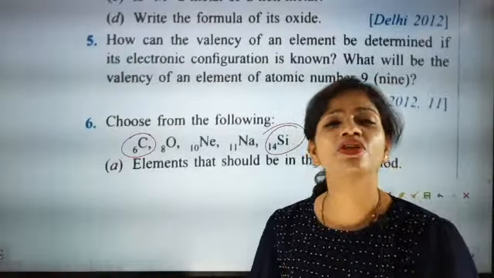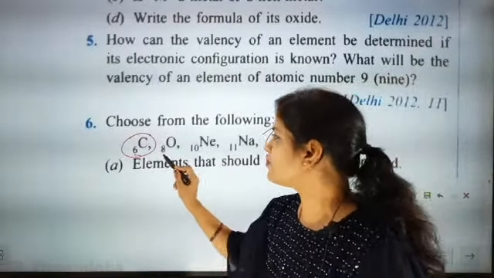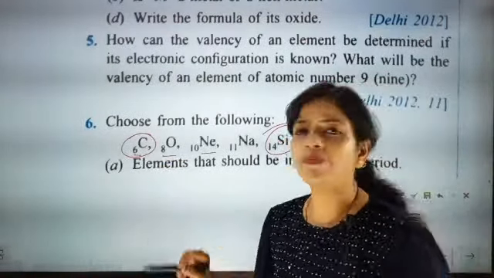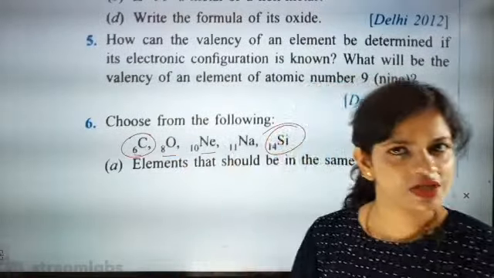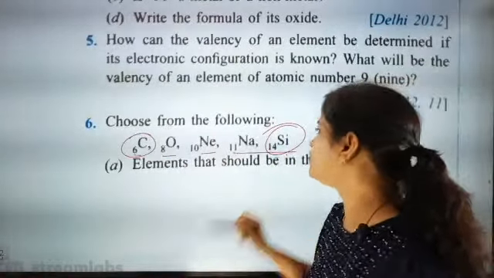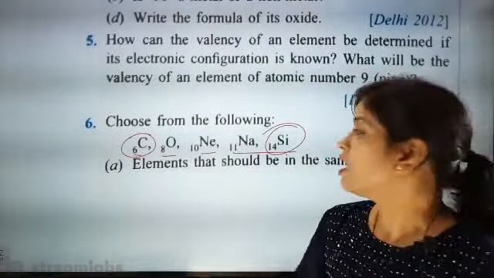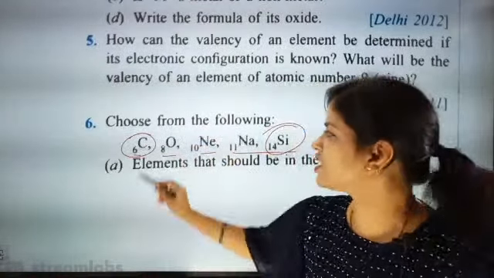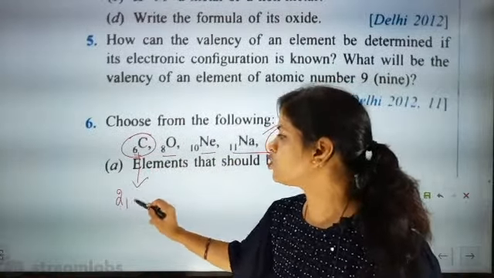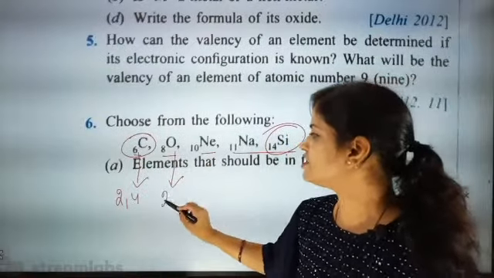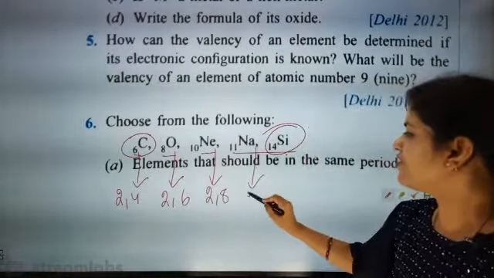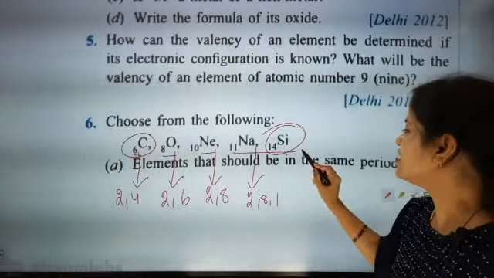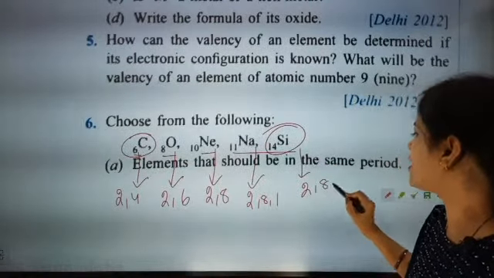They gave you everything. You understand here, carbon, oxygen, neon, they differ by 2 electrons. So 100% they belong to the same period. Now here 11 to 14, they belong to the same period. But when talking about group, check: carbon valency is 2,4, oxygen valency is 2,6, neon valency is 2,8, sodium valency is 2,8,1. Silicon valency is 2,8,4.